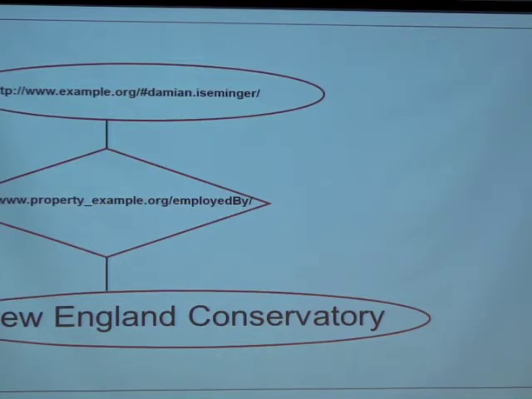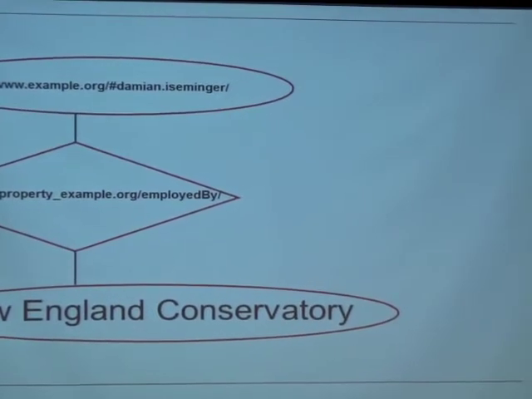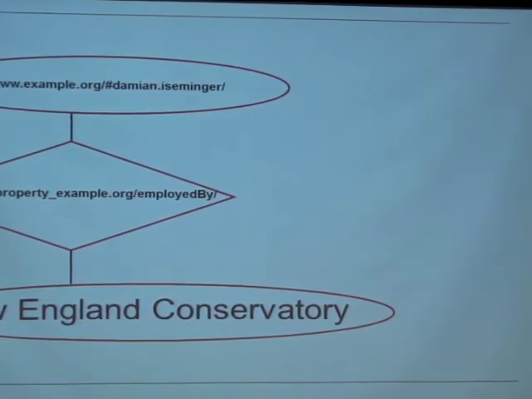So basically what this is saying, if you were to translate it to English, is Damian Iseminger is employed by New England Conservatory. But we have to dumb it down for machines because machines are dumb. Machines, at least machines at libraries, are going to be using what the web is using. There's no reasoning on the web. But we have this triple here.